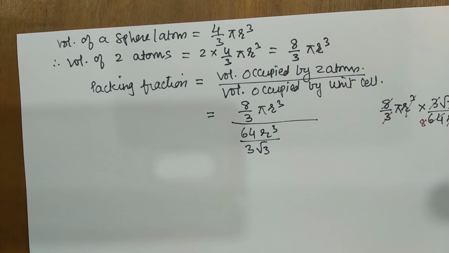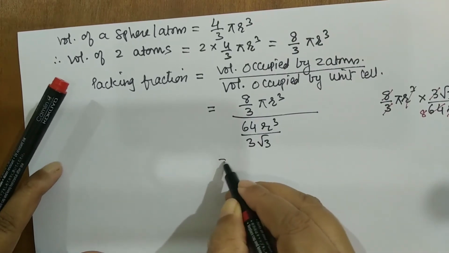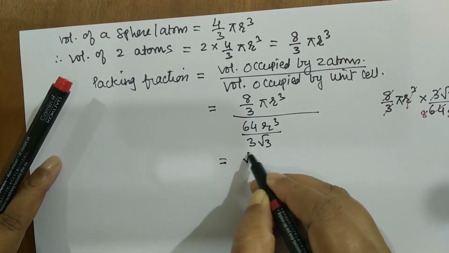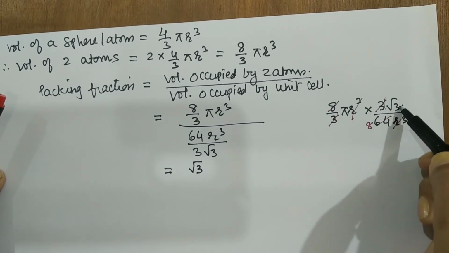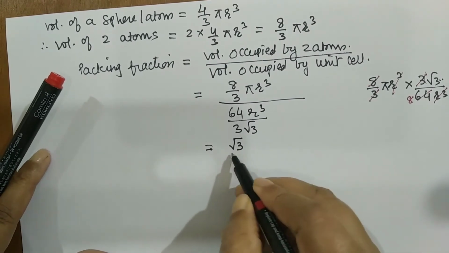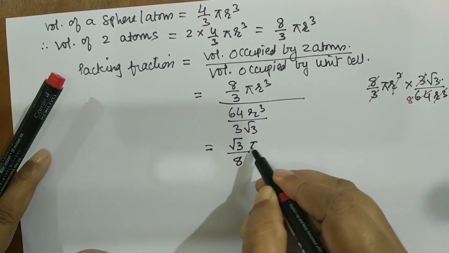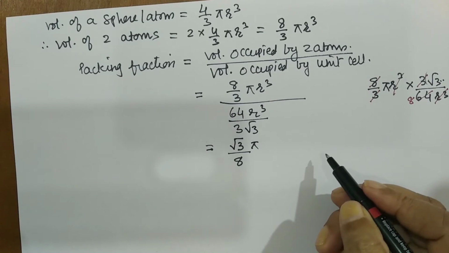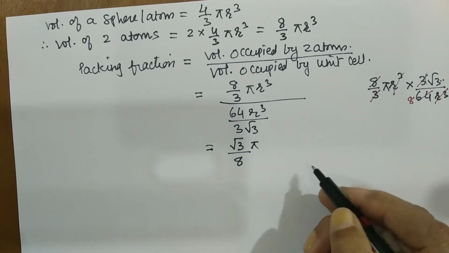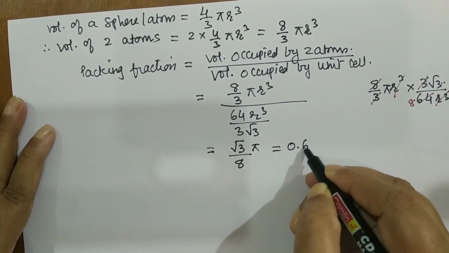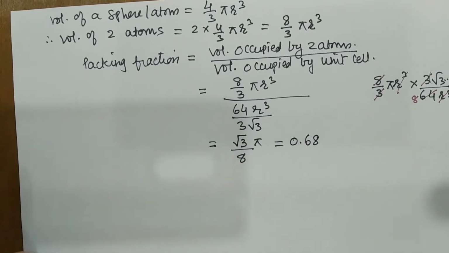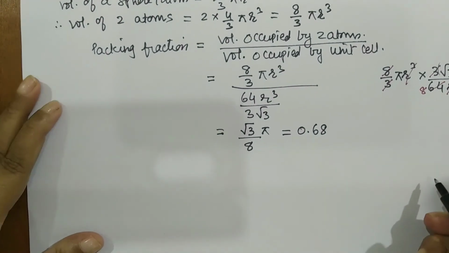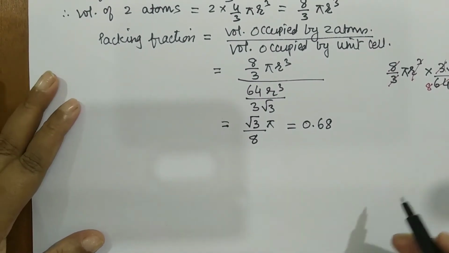So what I am left with is, here I will get root 3, what is left, students, root 3 upon 8 pi. So this is what I get, root 3 pi by 8. If you calculate this, you will get 0.68. You have to learn those values, students. No need to go for this root 3 and those values and do the calculation. You can directly substitute the values. So this is about the packing fraction.